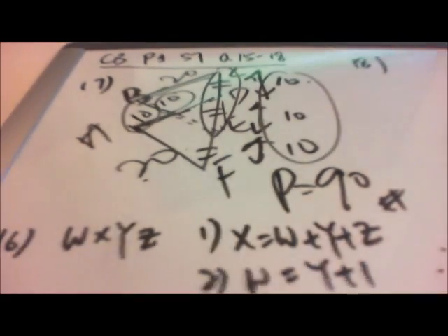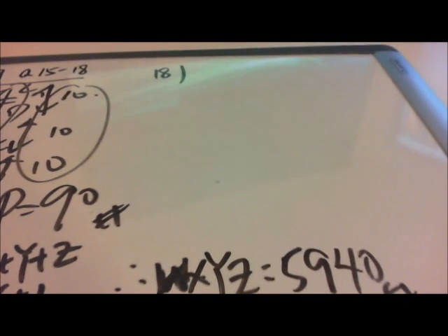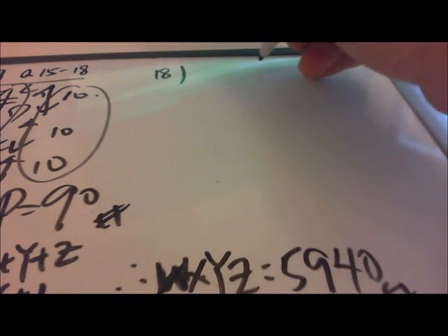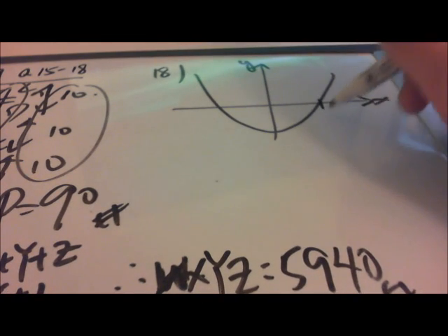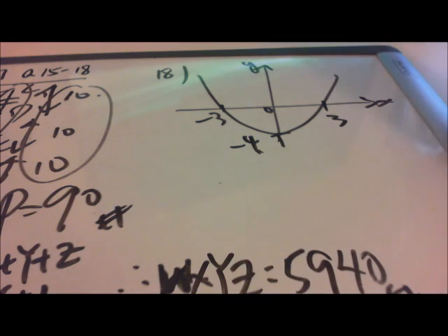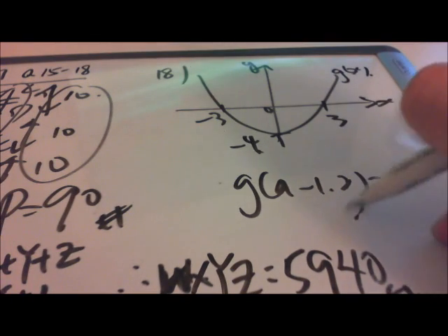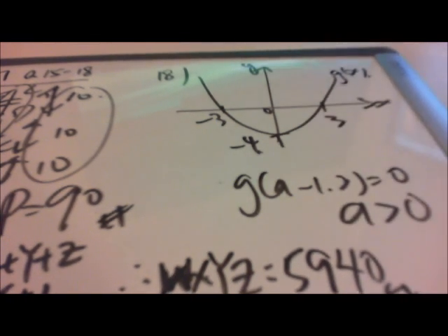The last question is number 18. Look at the question carefully. They're asking you what is the value of a, and a greater than 0. They tell you this is a graph here, and because they didn't mention that it's not drawn to scale, you assume this value is 3, and this value is -3, and this value is -4. So this is g of x. They tell you g of a minus 1.2 equal to 0, and a is greater than 0.